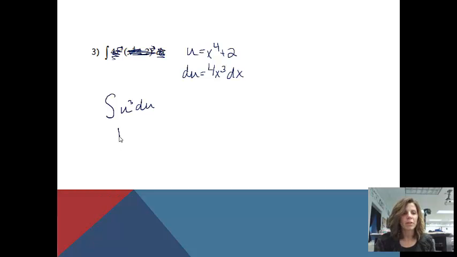The integral of u to the 3rd would be 1/3 u to the 4th, and then I'm just going to sub back in my u, so I'll get 1/3 x to the 4th plus 2 plus c, to the 4th power, and then we are done. Wait, this should be a 1/4. Sorry about that, guys. So 1/4 u to the 4th. All right, so that problem is now done.